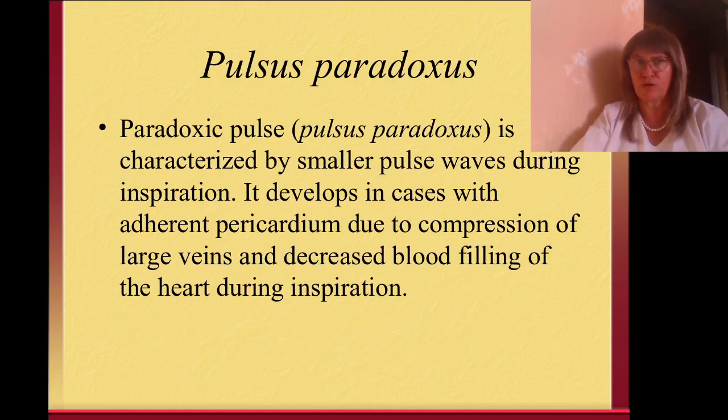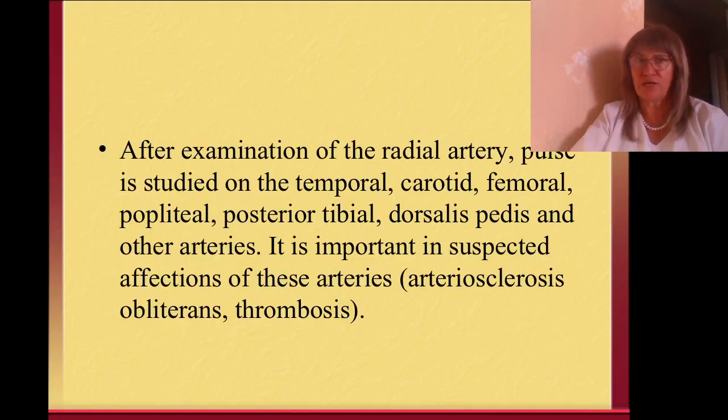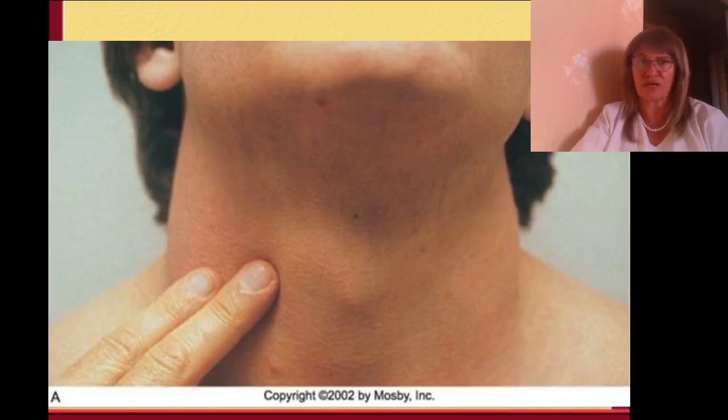Pulsus paradoxus. Pulsus paradoxus is characterized by smaller pulse waves during inspiration. It develops in cases with adherent pericardium due to compression of large veins and decreased blood filling of the heart during inspiration. After examination of the radial artery, pulse is studied on the temporal, carotid, femoral, popliteal, posterior tibial, dorsalis pedis, and other arteries. It is important in suspected affection of these arteries, arteriosclerosis obliterans, thrombosis, and others.